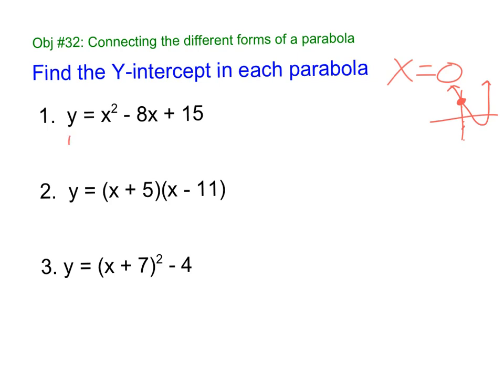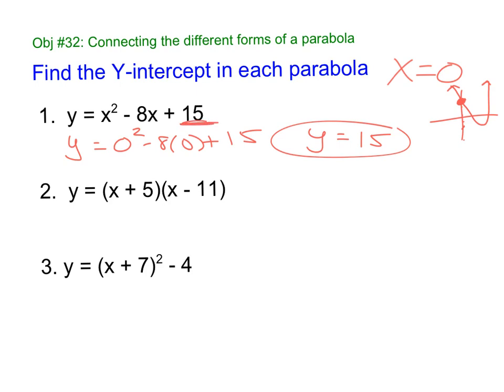So number 1, y equals 0 squared minus 8 times 0 plus 15. So this is the easy one because it's always just that last number, right? Our c value is our y-intercept. This one isn't necessarily hard, but it's a little more work. Again, I'm substituting in for 0, and I end up with negative 55.